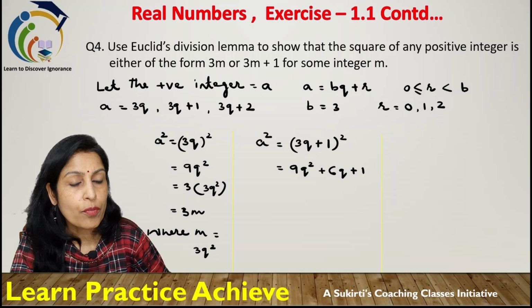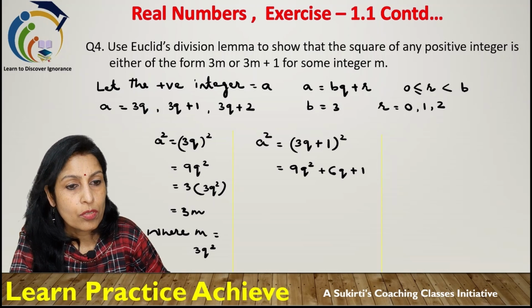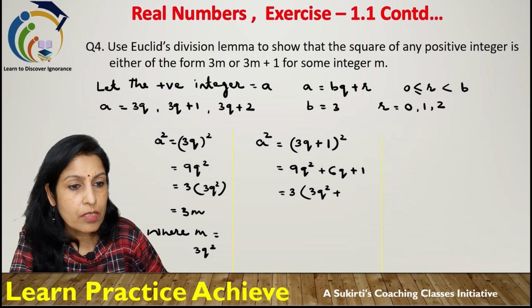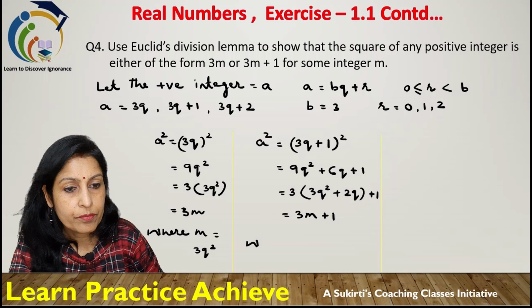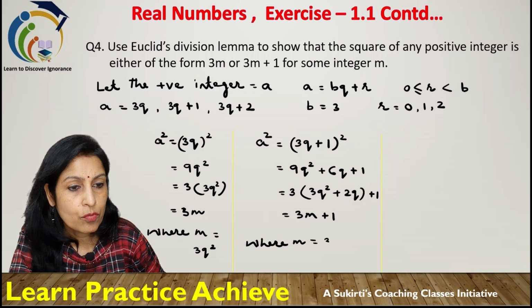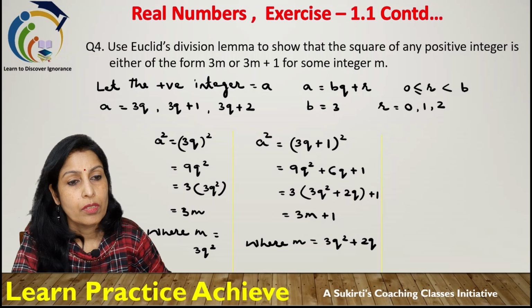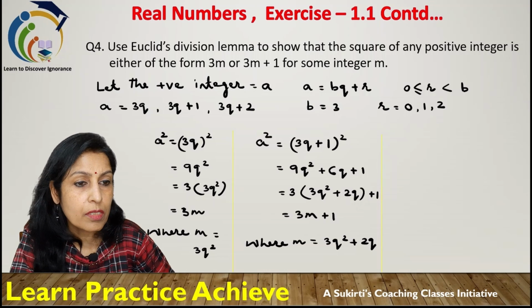Now we will take common from 9q square plus 6q. So take 3 as common. Inside the bracket, 3q square plus 2q, and this one will remain outside. Now this can be written as 3m plus 1, where m is equal to 3q square plus 2q. Okay. In the same way, we will find out the third one.